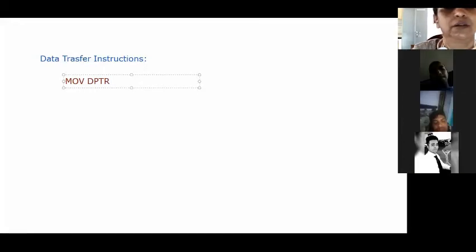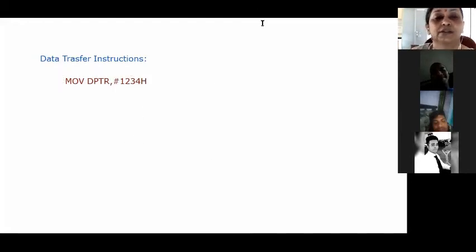Okay, so now I will write the next instruction here. This instruction is MOV DPTR, comma, then #1234H. Okay, which type of addressing mode is this? Which type of addressing mode is this?